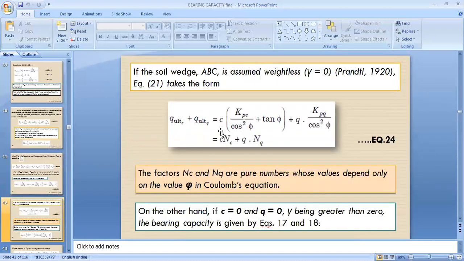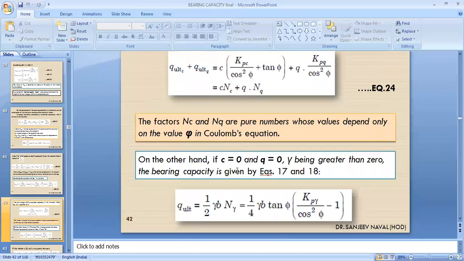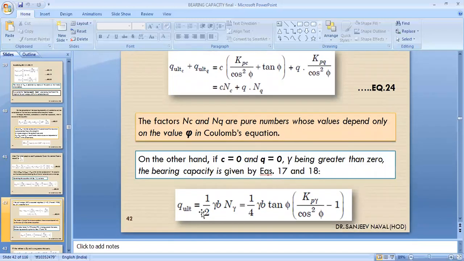Now, if the soil wedge ABC is assumed to be weightless, as has been assumed by Prandtl, equation 21 gets reduced to C Nc plus q, where q is again gamma D, the surcharge load. On the other hand, if C is 0 and q is 0, gamma being greater than 0, the bearing capacity is given by equations 17 and 18, which I explained earlier. So Q ultimate will be equal to 0.5 gamma B N gamma, and this is in terms of Kp gamma.